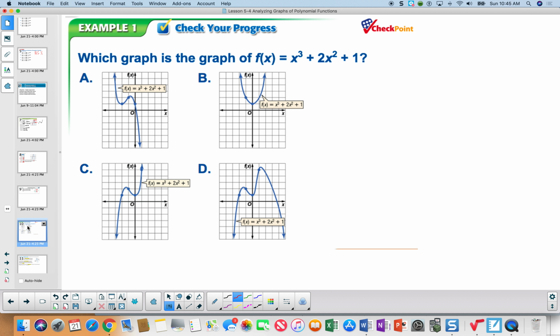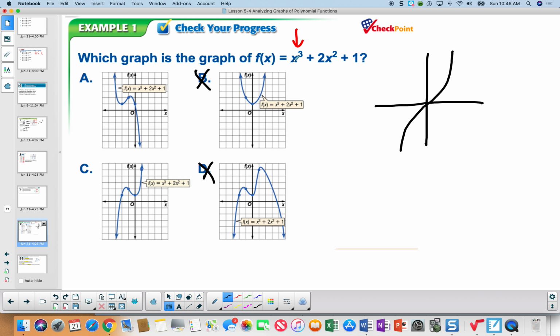Okay, which graph is the graph of this? Now I'm going to do this problem instead of letting you do it because I want to give you some hints on what you're looking for. First thing is, notice it's a cube, and with a cube we know that it looks similar to our parent function. Let's go ahead and draw the parent. The parent of x cubed looks something like this. And notice that its end behavior goes at the two extremes. So we know it's not this graph, and we know it's not this graph. So it must be one of these two.